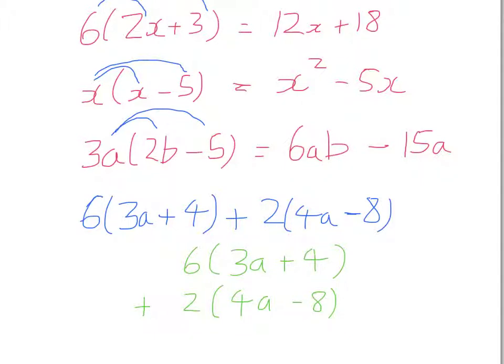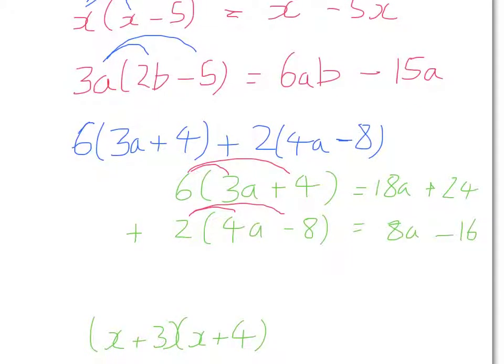Now we do exactly the same as what we were just doing. So 6 times 3a is going to be 18a, and then 6 times 4 is plus 24. And now if we do the same with the second bracket, so 2 times 4a, which is 8a, and then we've got 2 times minus 8, which is minus 16. Now that's the expanding part done, and as I said in an exam, this question would say expand and simplify.